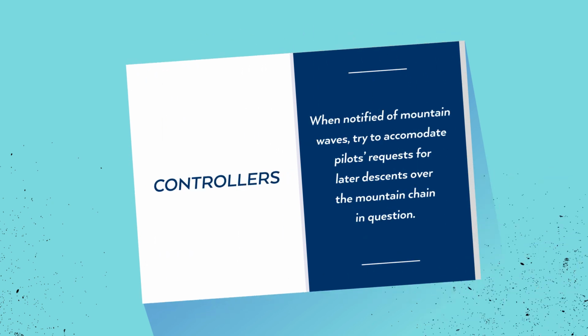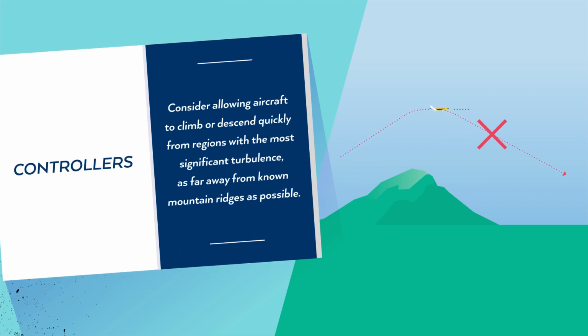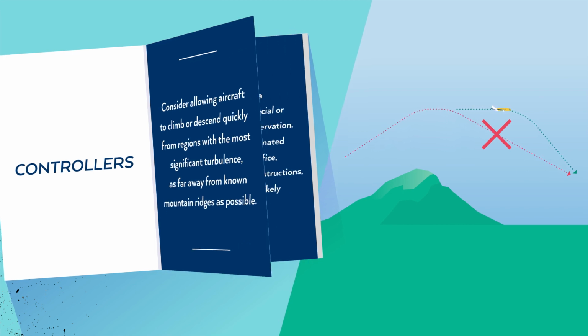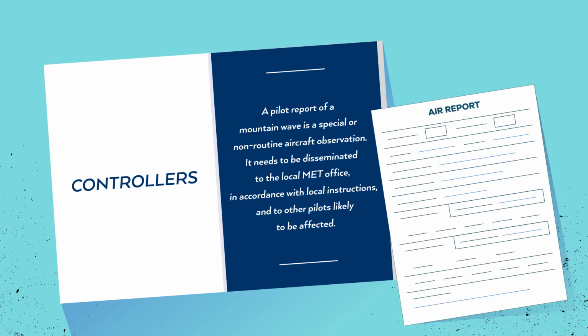Controllers, when notified of mountain waves, try to accommodate pilots' requests for later descents over the mountain chain in question. Consider allowing aircraft to climb or descend quickly from regions with the most significant turbulence, as far away from known mountain ridges as possible. A pilot report of a mountain wave is a special or non-routine aircraft observation.